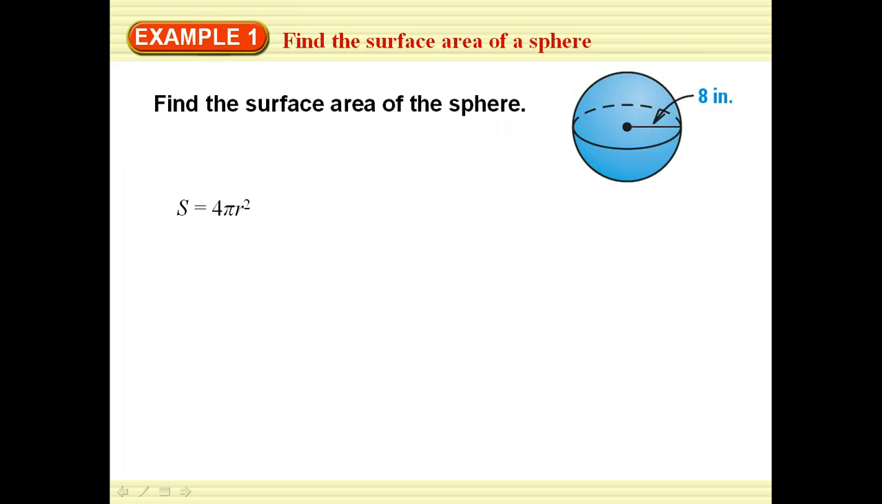Since surface area is 4 pi r squared, we simply have to plug in our 8 squared. We get 256 pi. That's approximately 804.25 if you're going to estimate it.